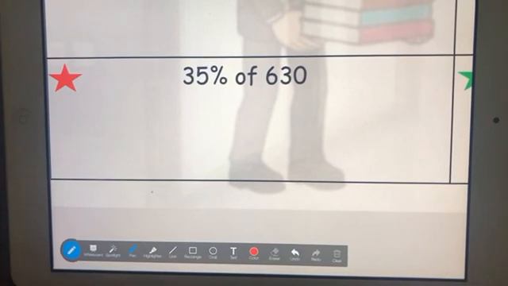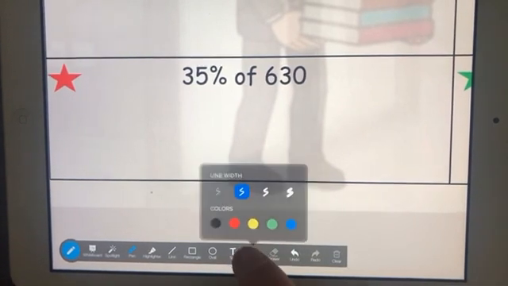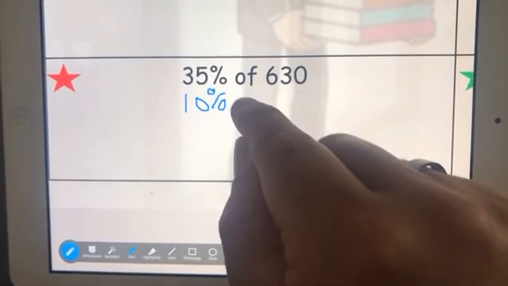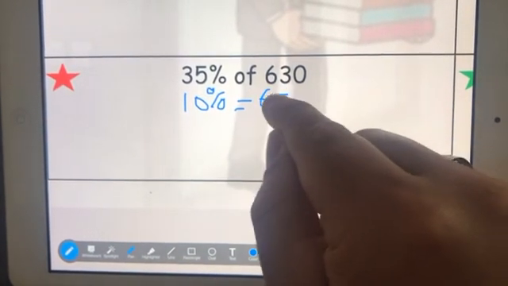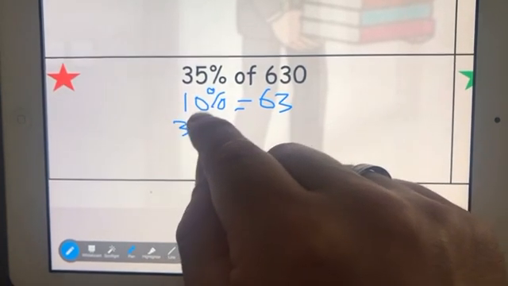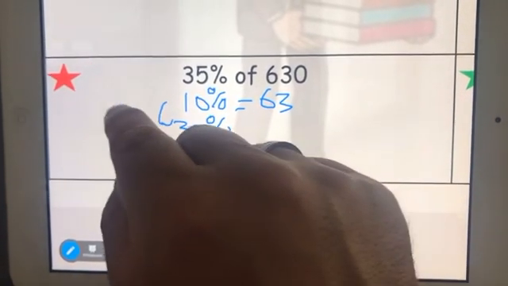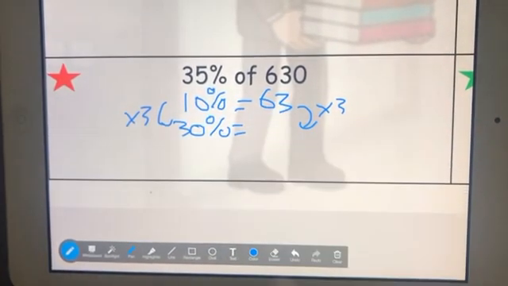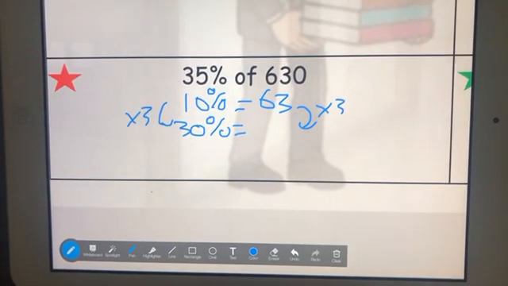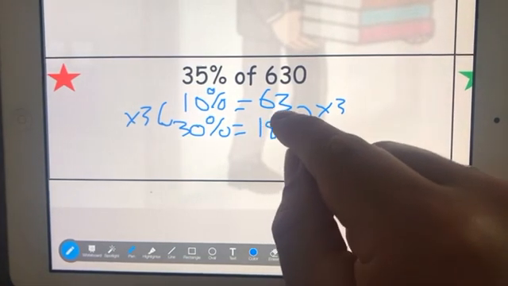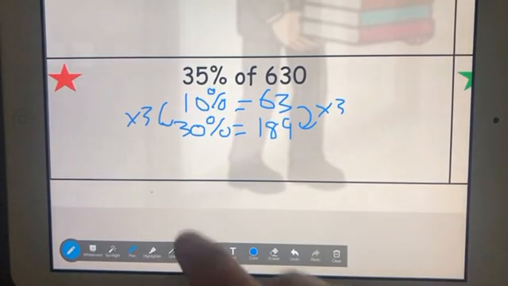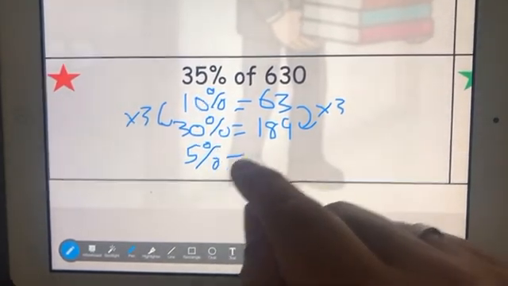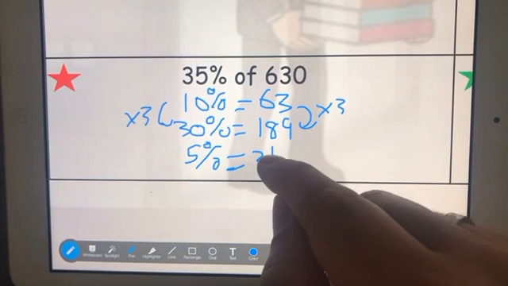35% of 630. Okay, very, very straightforward. Remember, what we always do first, we always find 10%. So 10% of 630 is 63. 30% then would have to be 3 times that amount, because 3 times 10% is 30. 3 times 63 is 189. Then 5% is the bit we want on the end. If I want 5%, I just halve 10%. Half of 63 is 31.5.